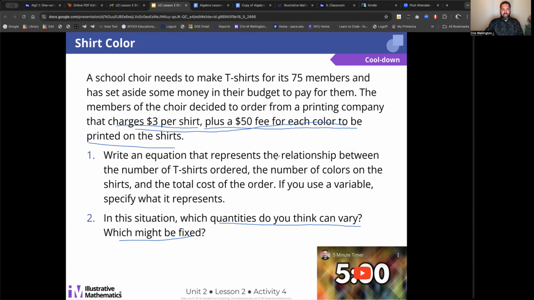Make up an equation for the total cost. One equation, that's all you're writing, the total cost, and ask yourself, in this equation, what changes and what stays the same? What thing or things stay the same, and what thing or things change? All right, so that's your cool down.